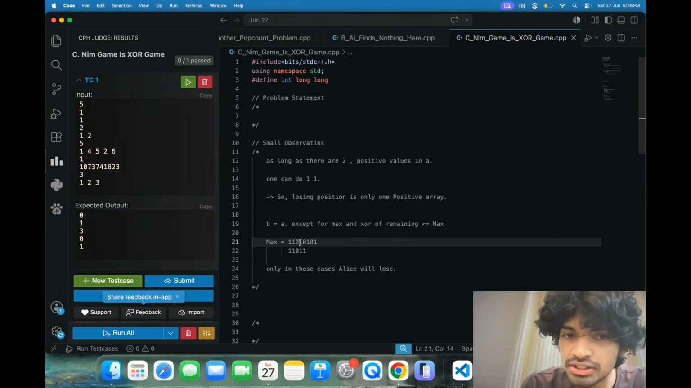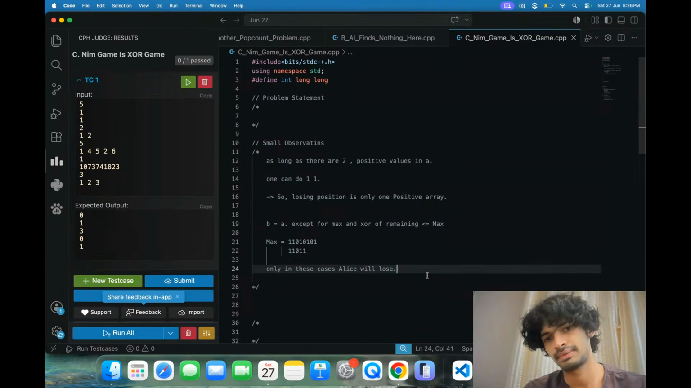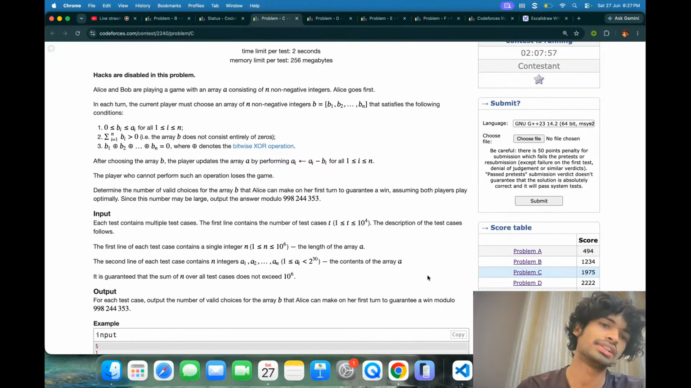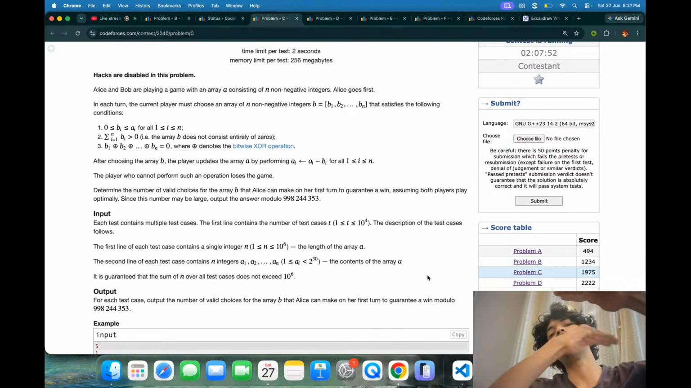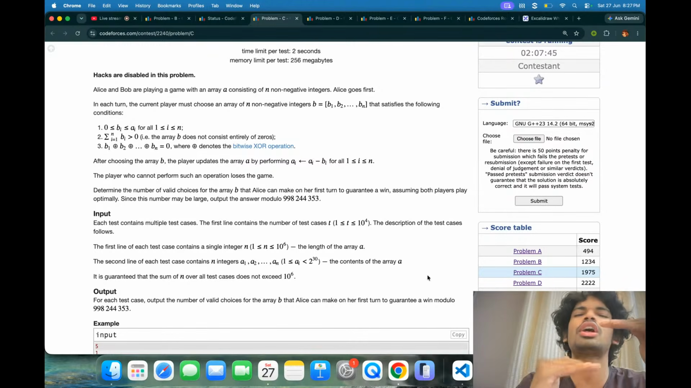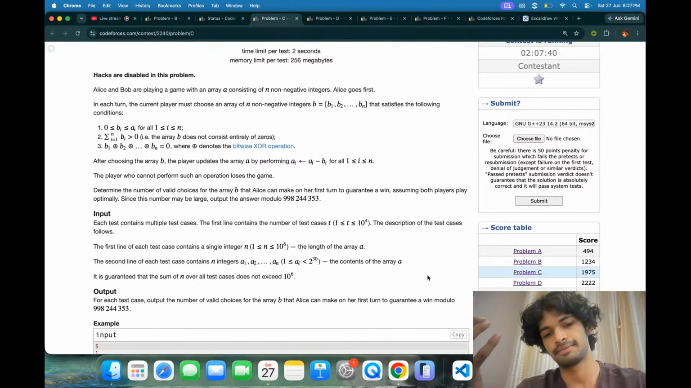If this bit is the odd bit, there will be an odd bit, right? If this is the odd bit, Alice will win. But we want the number of first moves Alice can make to win. So we clearly want to know all the winning and losing positions so that we can see all the losing positions Alice can give to Bob. Wait a minute. So there are only a few losing positions. That means most of them are winning.